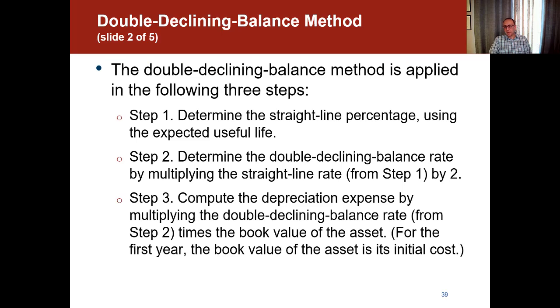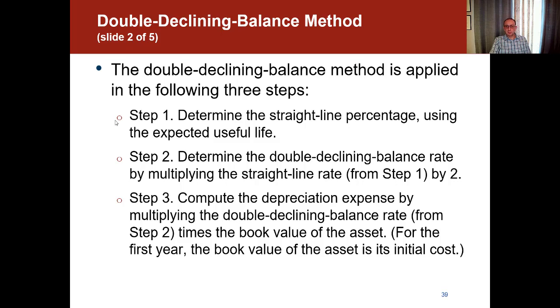So the double declining balance method is applied using the following 3 steps. In the first step, we determine the straight line percentage using the expected useful life, and we've seen that in the first method. In the second step, we determine the double declining balance rate by multiplying the straight line rate by 2. So that's an easy step. However, from my experience, most students forget to do this step. For some reason, they use the rate as is. But what you have to do is multiply by 2. And an easy way to remember that is the name of the method. It's double. So because it's double, we have to multiply the straight line rate by 2.